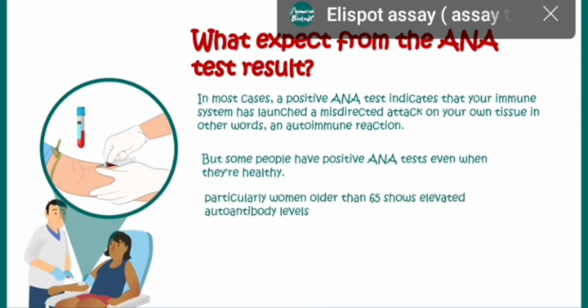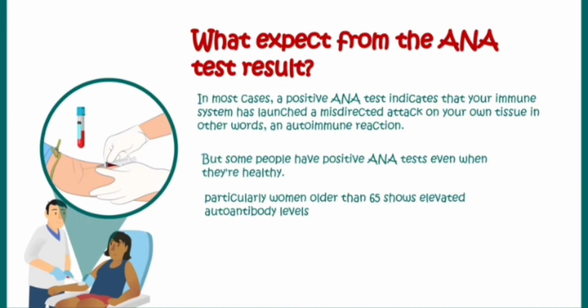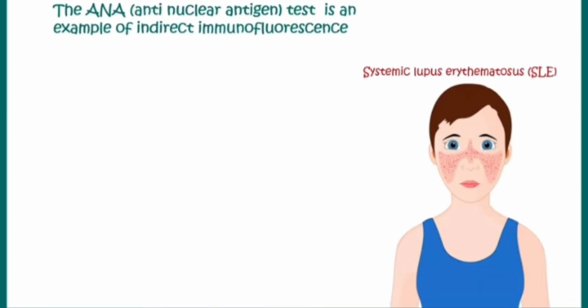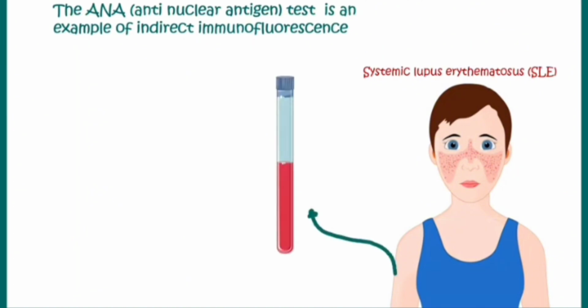Particularly, women who are older than 65 show elevated autoantibodies and their test is positive for ANA. But what does all this mean in terms of autoimmune disorders? Let's say this is a patient who is suffering from systemic lupus erythematosus, and based on the characteristic rashes on her face, you can understand it might be a symptom of lupus. So in order to be 100% sure, the doctor prescribes an ANA test as a beginning.